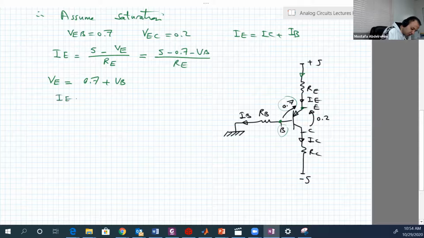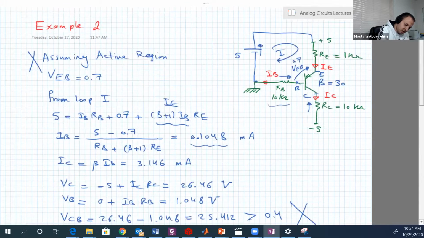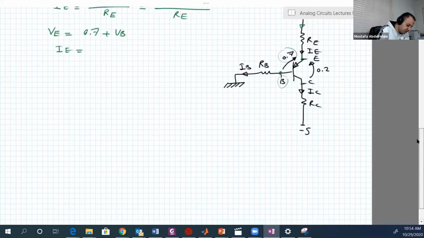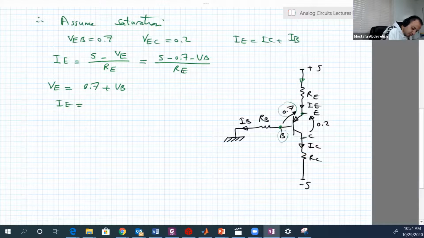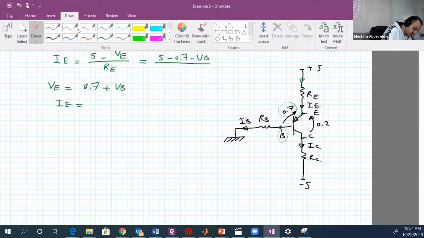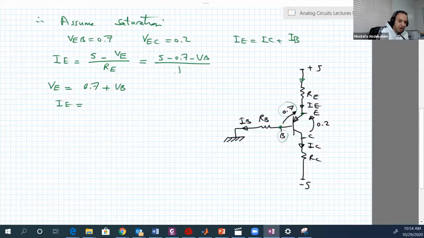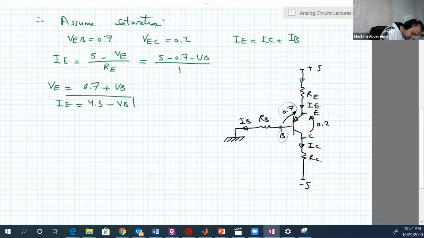So IE is equal to, how much is RE? It's 1 kilo. Don't convert it to ohms, just keep it in kilos, so IE will be in milliamperes at the end. But do that for all the currents. So IE is equal to 4.3 minus VB. Number 1.